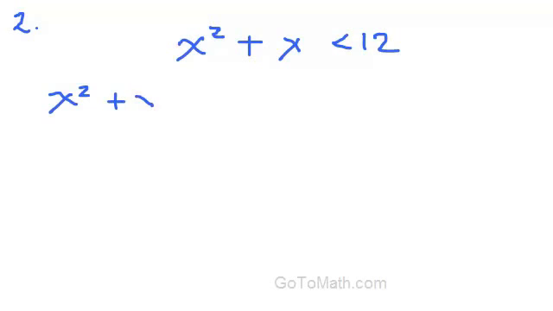Alright, so this is number 2 here. We'll go with x squared plus x is less than 12. So we want to get this in standard form. We're going to write x squared plus x minus 12, bringing that 12 over to the left-hand side and setting it equal to 0. Now we'll want to factor this. Of course, that's one of the techniques for finding the zeros.